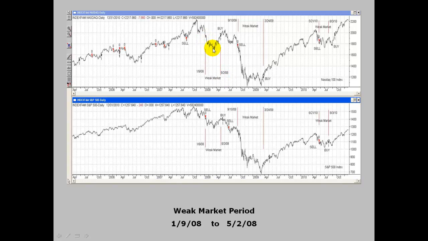So the market started to drop substantially, but held and rallied, and our model ended the weak market signal here on May 2nd.